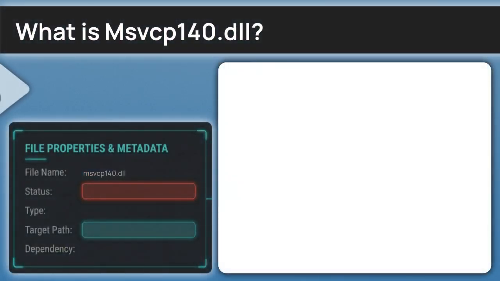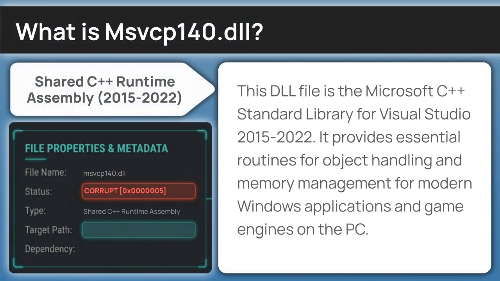This DLL file is the Microsoft C++ standard library for Visual Studio 2015-2022. It provides essential routines for object handling and memory management for modern Windows applications and game engines on the PC.